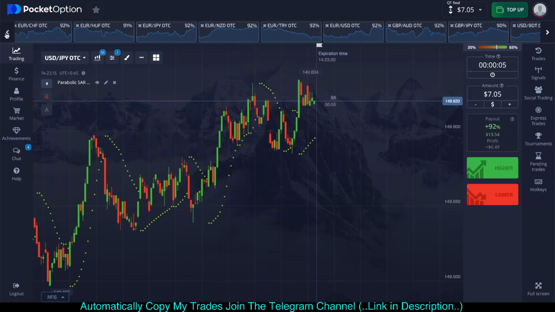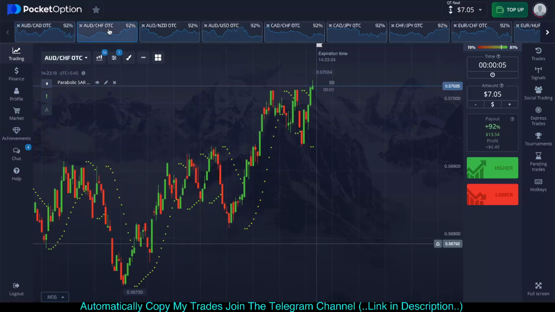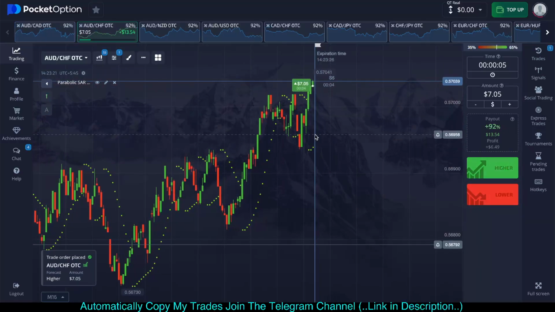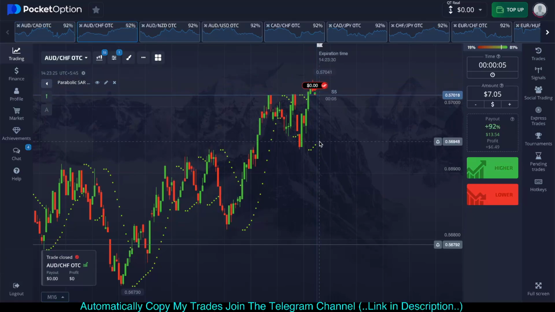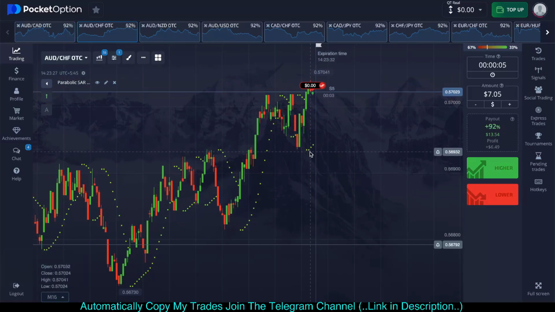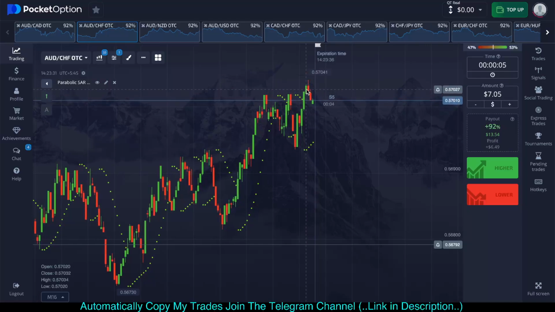Sometimes what happens is for 10 to 15 minutes we don't get this kind of entry. Here you can see there was a second dot but the third dot had formed, but still I made a trade, and yeah, we made a loss here. I should have made it in this place, when the second dot was formed, and we could have made a profit.